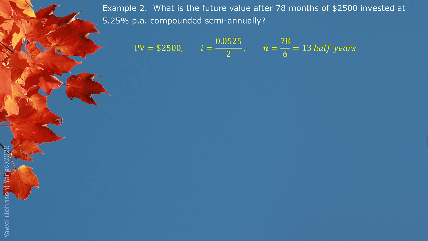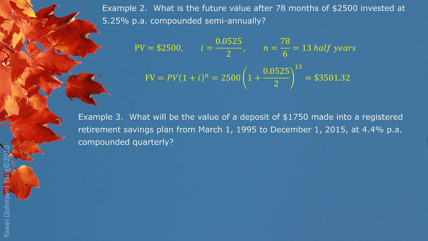Each half year has 6 months. So 78 months divided by 6 gives us how many half years? That's the number we need in the formula, 13 half years. We put the information in, and we get the answer for the future value, $3,501.32.